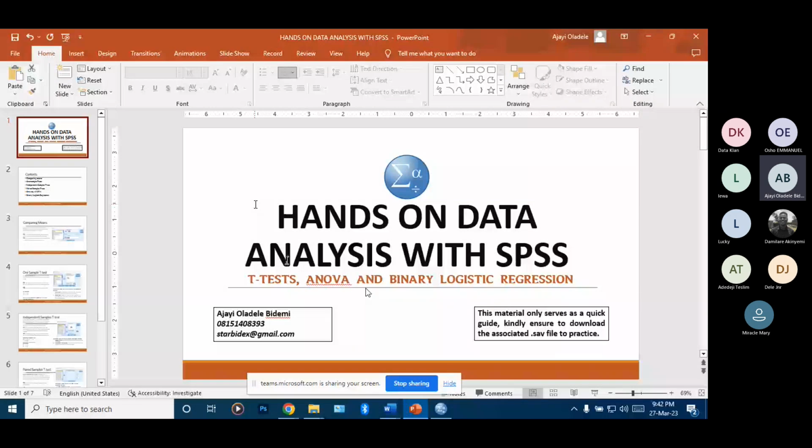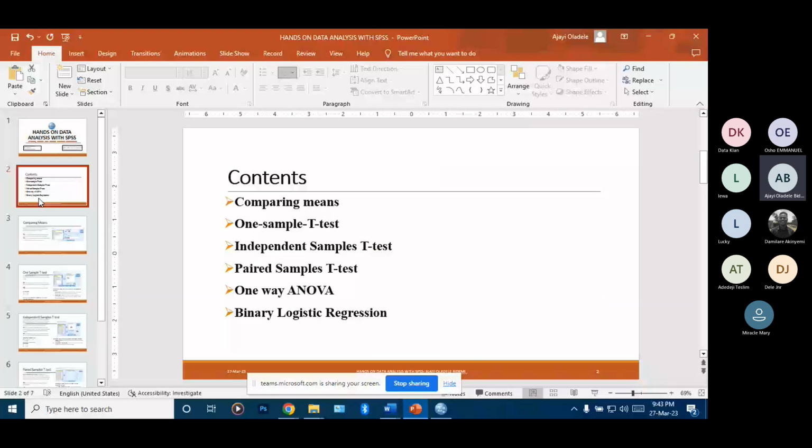The content I have before me, under t-test, we are going to be comparing means, the first one. The next one, we're going to be looking at one sample t-test. I'm going to look at independent sample t-tests, paired sample t-test, one-way ANOVA. All of these things I just listed, we are going to look at them tonight.